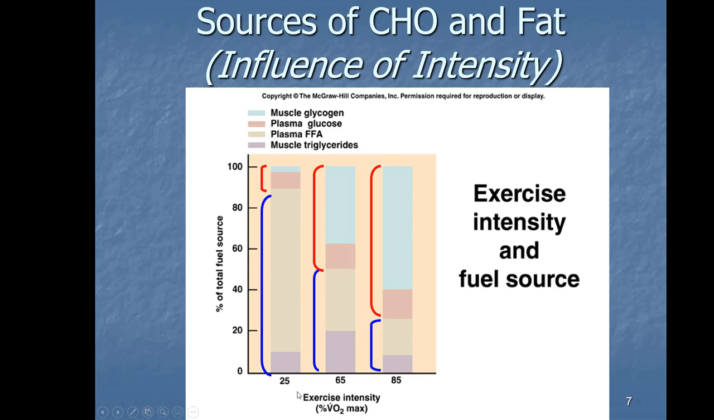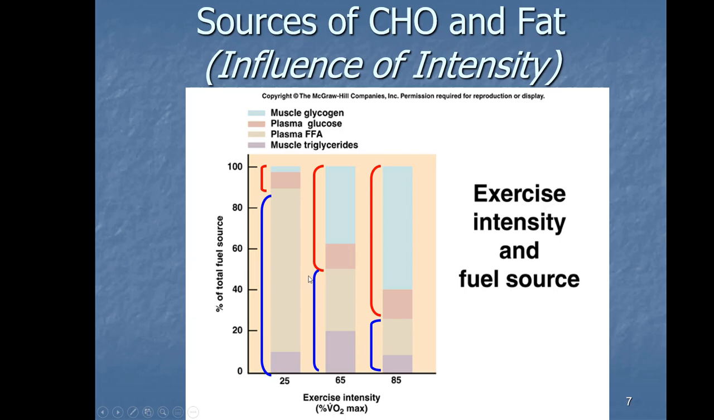On the x-axis of this graph, we have intensity again. It's not continuous, so it's 25%, 65%, 85%. And this is percent of the fuel source that you're using. The first thing I want you to notice is the crossover concept. As intensity goes up, there's more and more carbohydrate overall being utilized. Everything I bracketed in blue is fat, so that's plasma free fatty acids in this shade, or muscle triglycerides in this shade. You can see more and more carbohydrate, less and less fat. That's the crossover concept that we've already discussed.